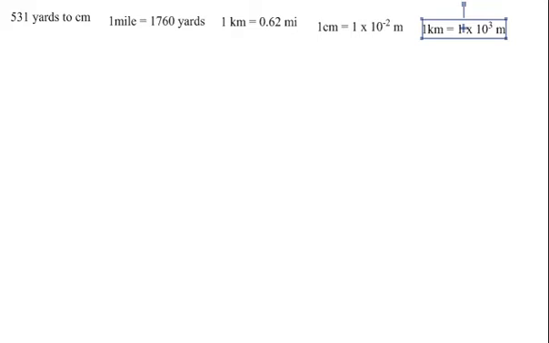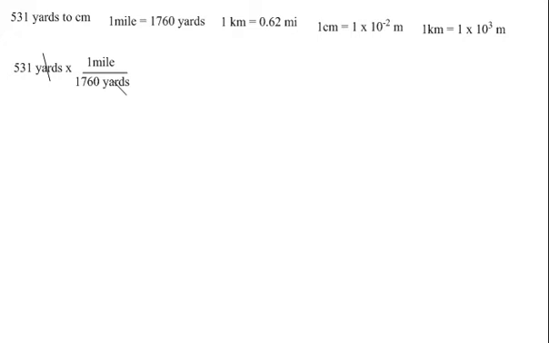If we start with our 531 yards and we multiply that by our first conversion factor to convert that to miles, 1 mile over 1760 yards, you'll notice that the yards cancel and we're left with units of miles.